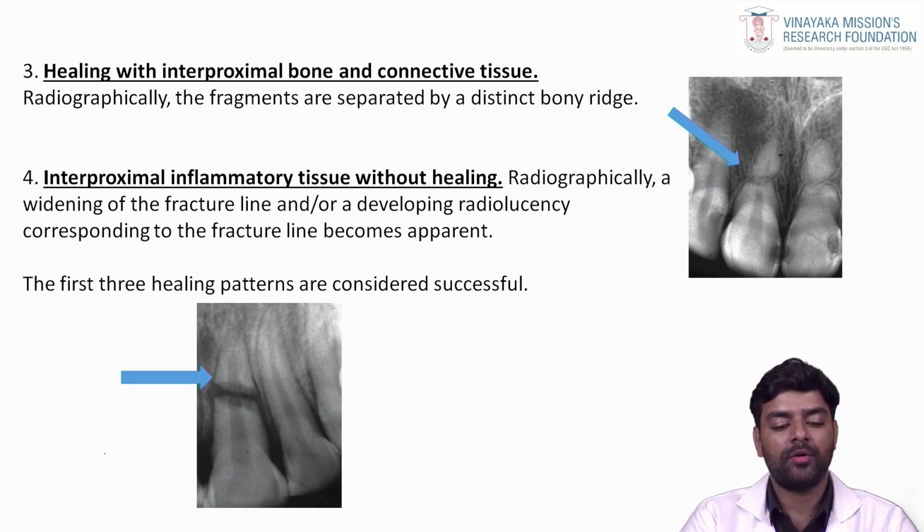The fourth one is interproximal inflammatory tissue without healing. Radiographically a widening of the fracture line or developing radiolucency corresponding to the fracture line becomes apparent. The first 3 healing patterns are considered to be successful.